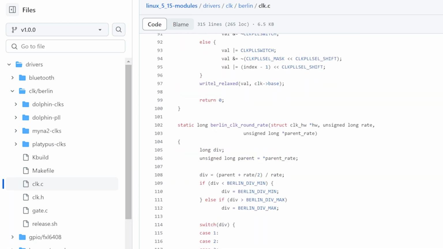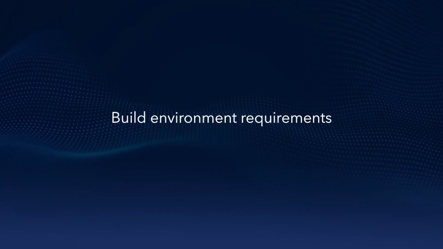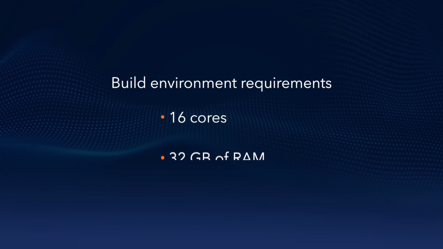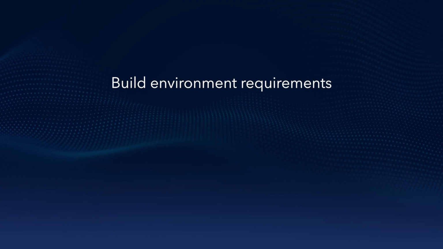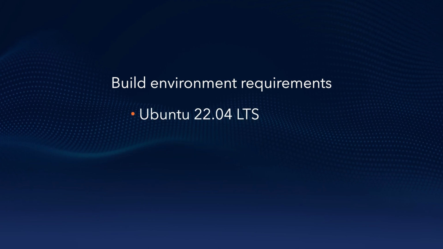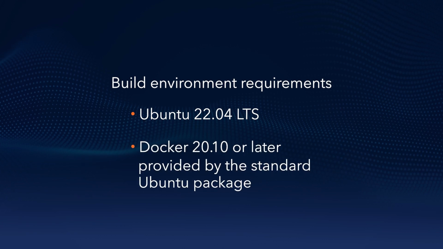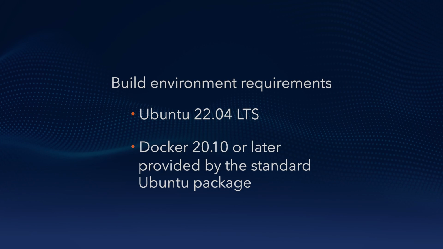Building a custom image is a resource-intensive process. We recommend using an x86 64 build environment with the following configuration: 16 cores, 32 gigabytes of RAM, and 150 gigabytes of disk storage. We recommend that the build environment be running Ubuntu 22.04 LTS and have Docker 20.10 or later installed using the standard Ubuntu package.